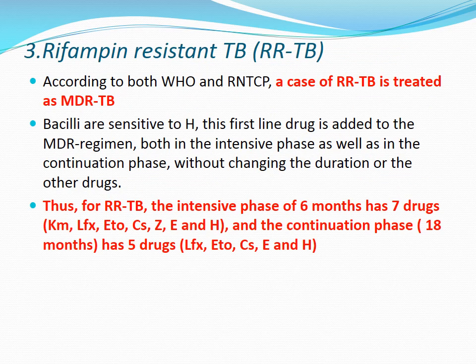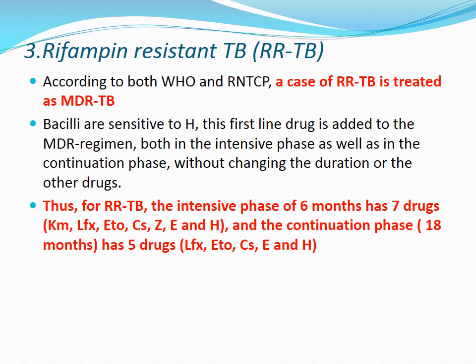Now coming to rifampicin resistant tuberculosis. According to both WHO and RNTCP, a case of rifampicin resistant is treated as MDR tuberculosis. Here the bacilli are resistant only to rifampicin, but they are still sensitive to isoniazid. So this first line drug H is added to the MDR regimen, both in the intensive phase as well as in the continuation phase, without changing the duration or the other drugs. In MDR tuberculosis, you know, there are 6 drugs in the intensive phase and 4 drugs in the continuation phase. It is the same, only in rifampicin resistant the bacilli are still sensitive to isoniazid, so we are going to add isoniazid in the intensive phase as well as in the continuation phase.